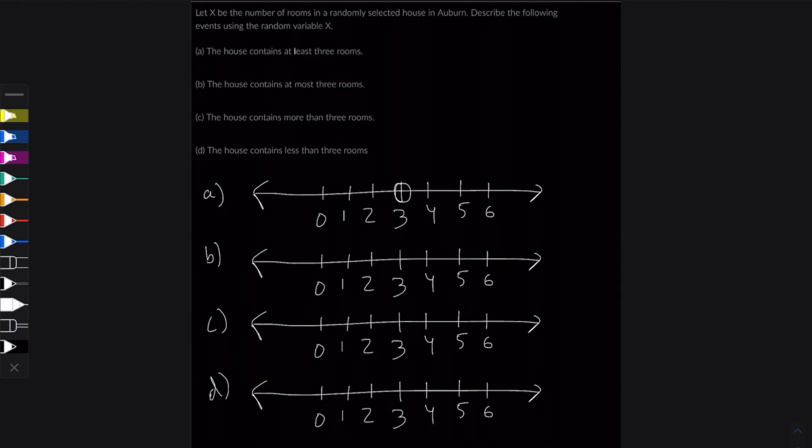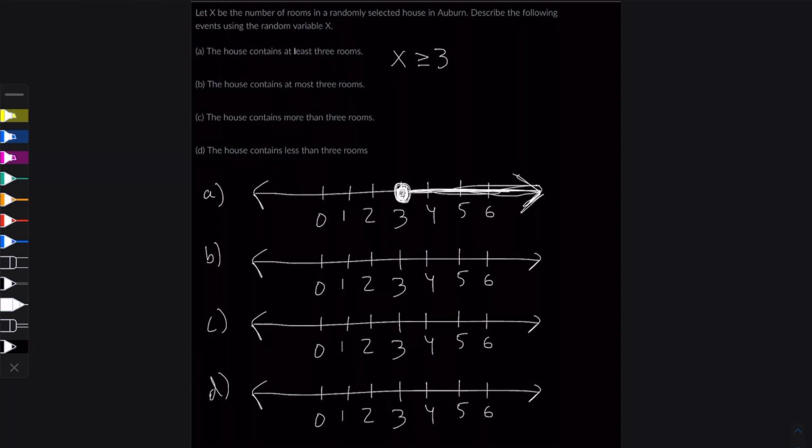I'm going to go ahead and put a circle here at 3, and then that means we're going to go all the way to the right. It's going to be everything greater than 3, and at least 3 rooms contains 3, so I'm going to fill that in there. Now we have to put it in terms of a greater than or less than symbol. So the house contains at least 3 rooms. If you can see from our number line, it would be x is greater than or equal to 3, since we have a dot here, and then everything beyond to the right filled in.